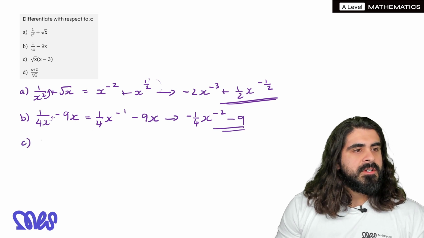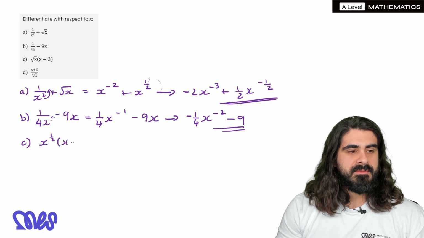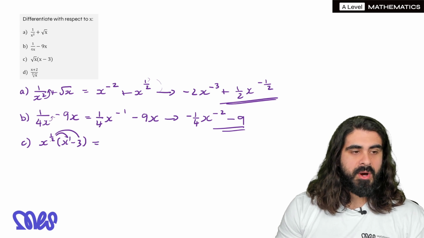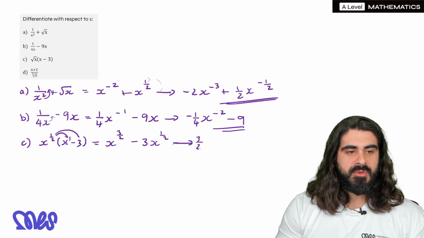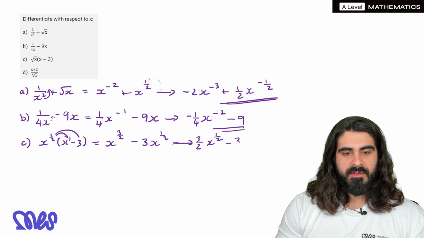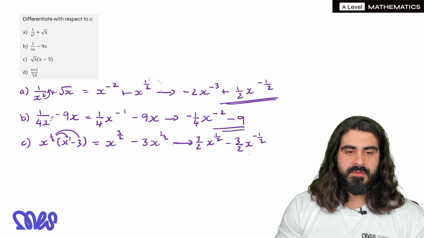Part C, root x. I'm going to just start doing the conversions. That's x to the power of a half times x minus 3. But now we need to expand the bracket. So this is power 1, so we need to add the powers. A half plus 1 is 3 over 2. And then x to the half times minus 3 is minus 3x to the half. Now we can differentiate. So we get 3 over 2x. 3 take away 2 is 1 over 2. Bring down the half. 3 times the half is 3 over 2, x. Then 1 take away 2 is minus 1 over 2.